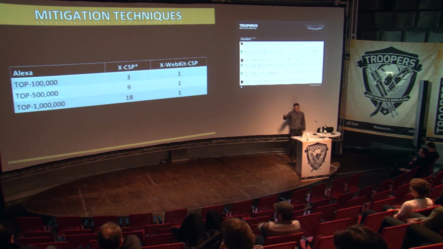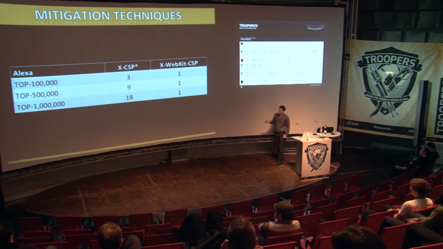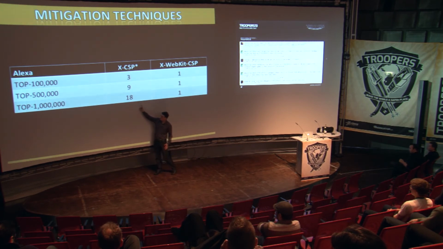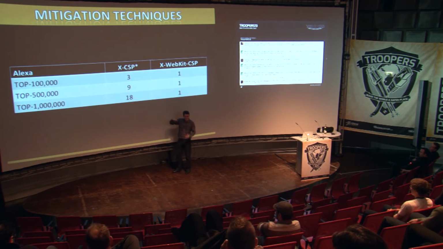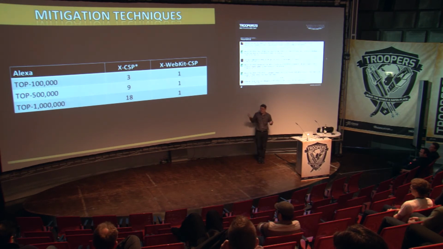When we are zooming into the content security policy, then we have two ways to define it. The first way is to use the X-Content-Security-Policy header, CSP is just an abbreviation here. As we can see here, among the top 100,000 web pages of the world from Alexa.com, which is a statistic web page with website ranks, only 3 of the web pages are using X-Content-Security-Policy. From the top 500,000, 9 web pages, and from the top 1 million, 18 web pages. So not so much, but some of them are using it.